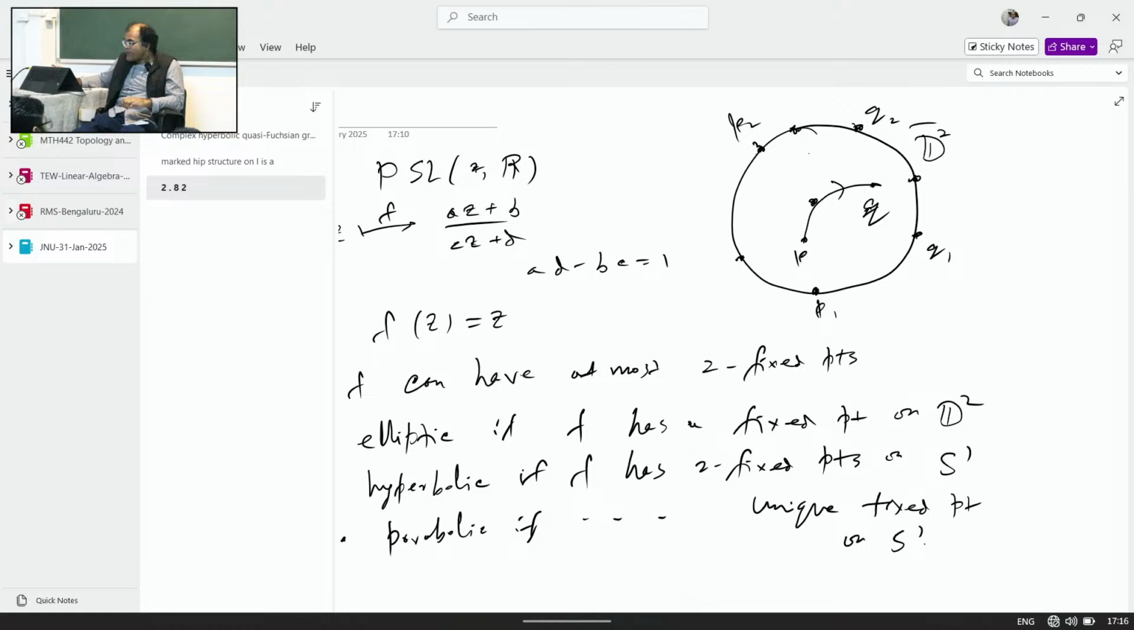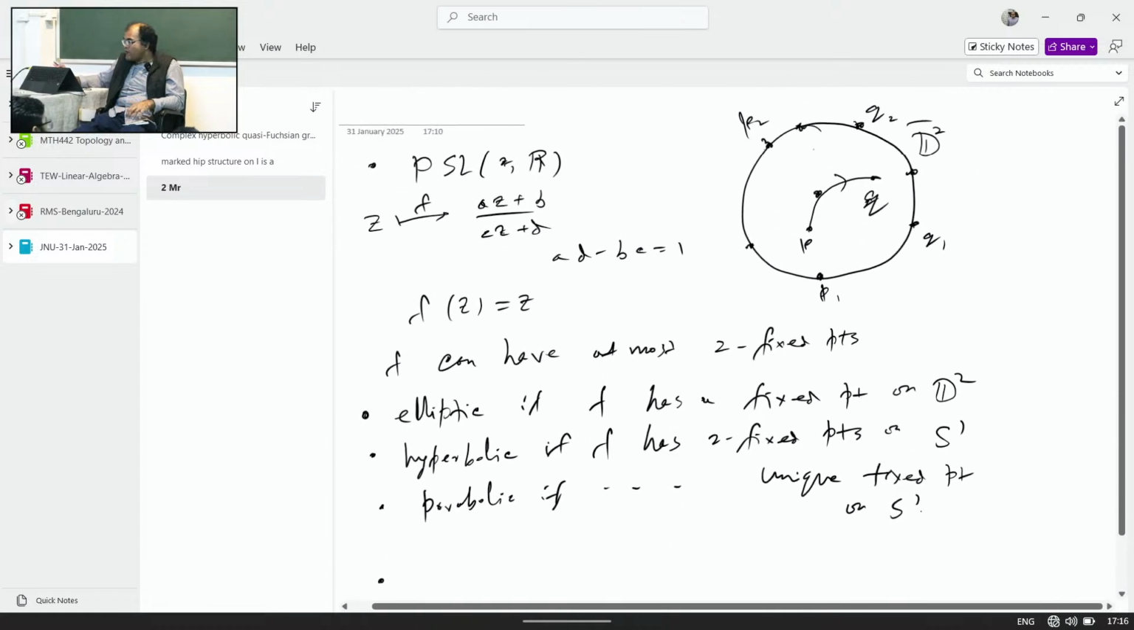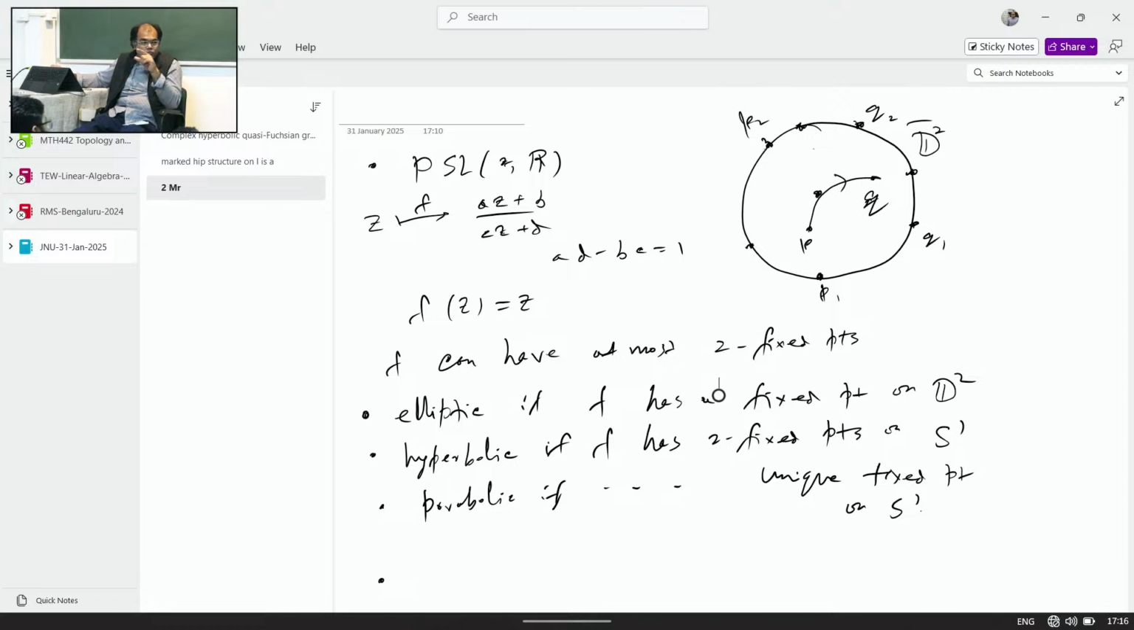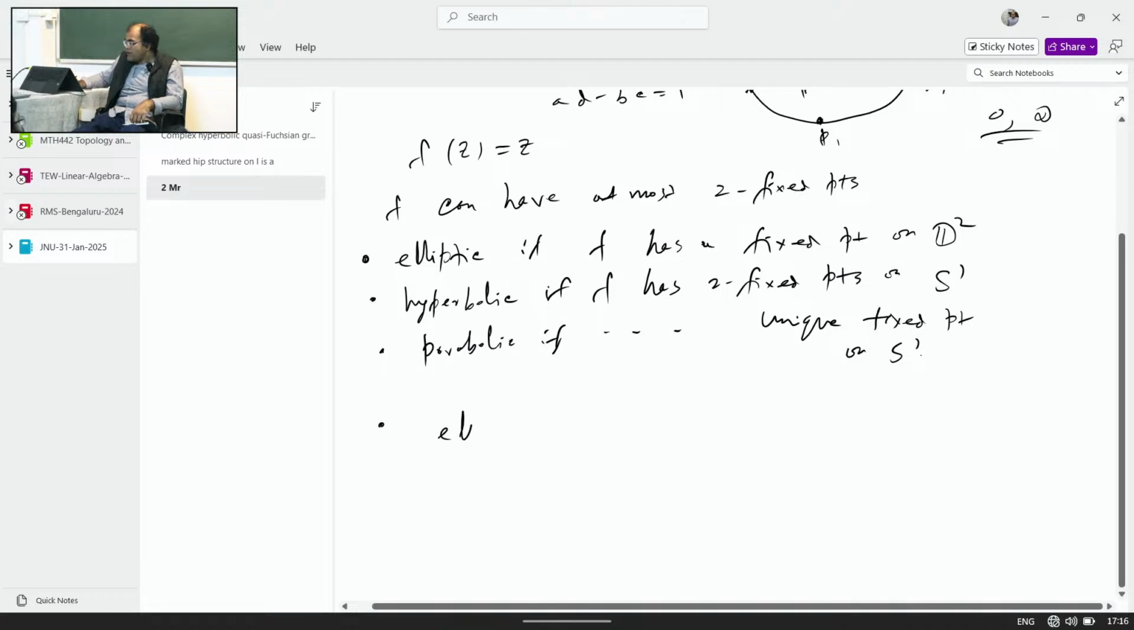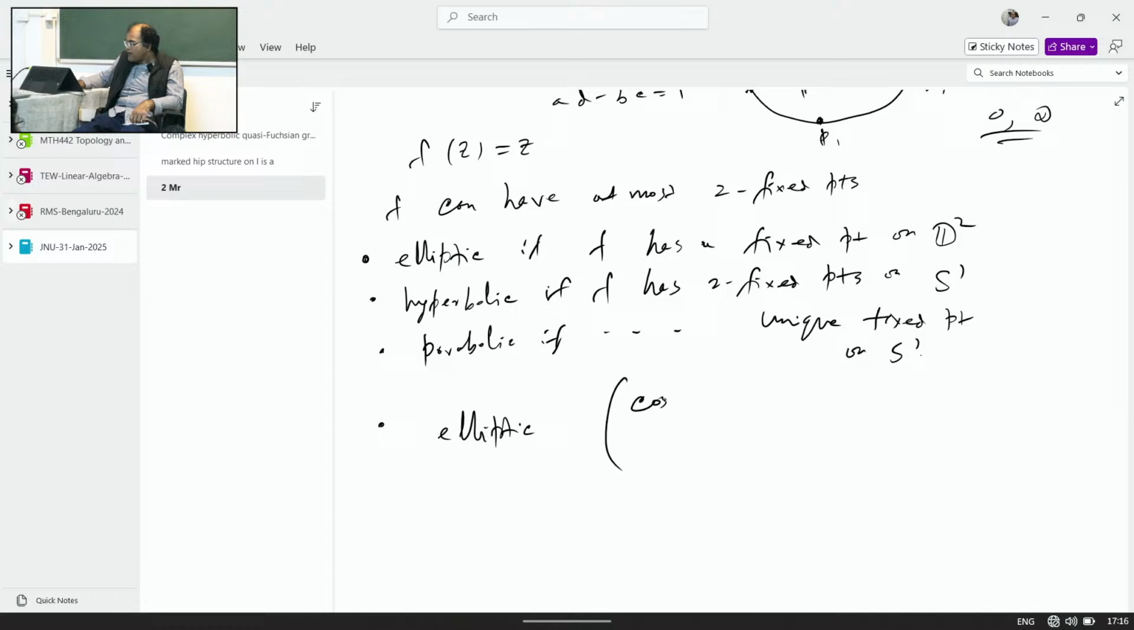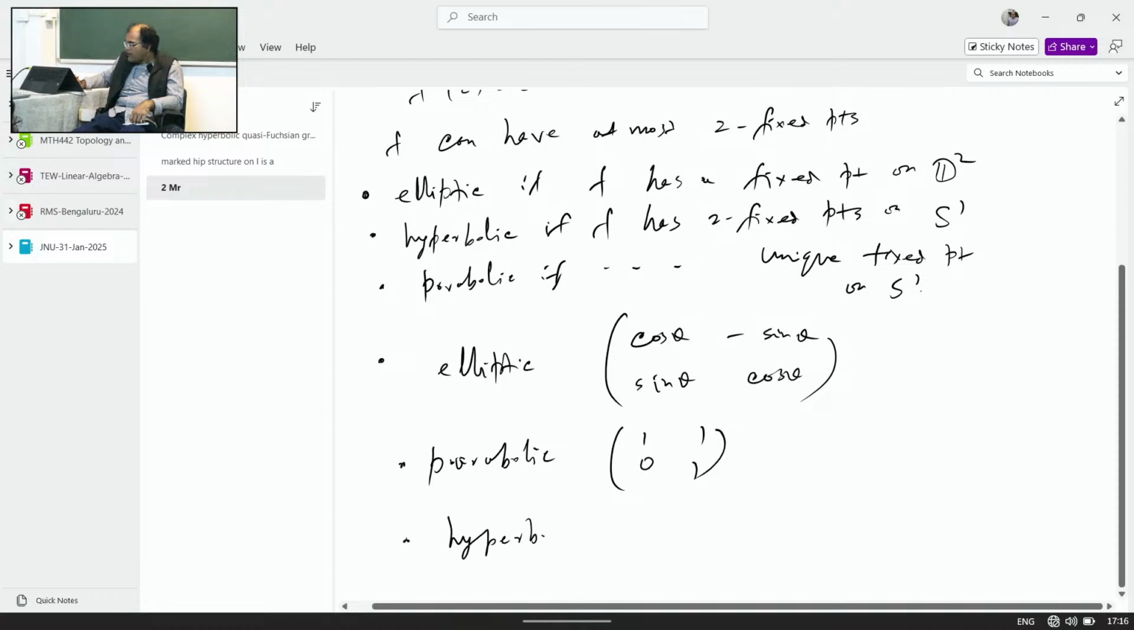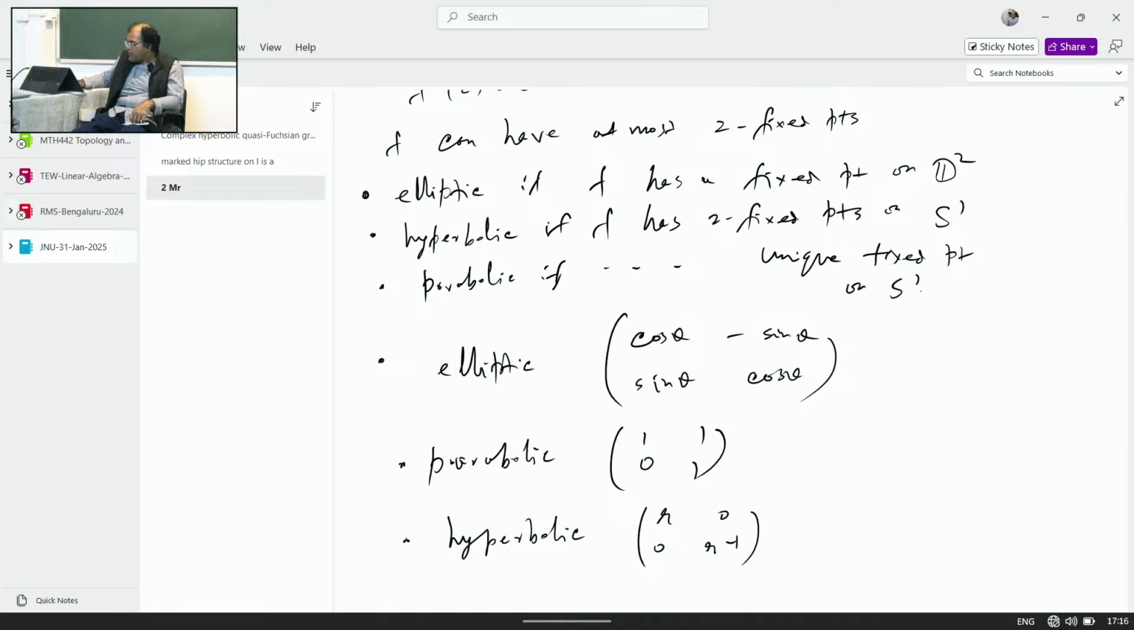Using this property, up to conjugacy, you can always assume that if something fixes 2 points on the boundary, then those points are 0 and infinity in the upper half space model. Okay. So up to conjugacy, you can have an elliptic transformation of this form. This requires some proof which I am skipping. Parabolic transformations are just upper triangular matrices, and hyperbolic transformations are diagonal elements of this form. Okay, up to conjugacy. Fine.